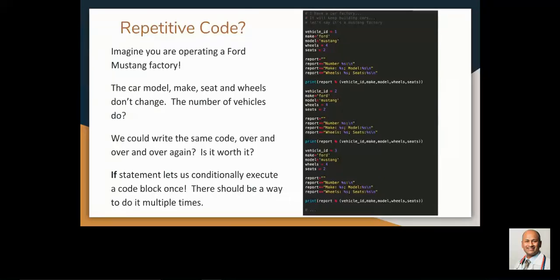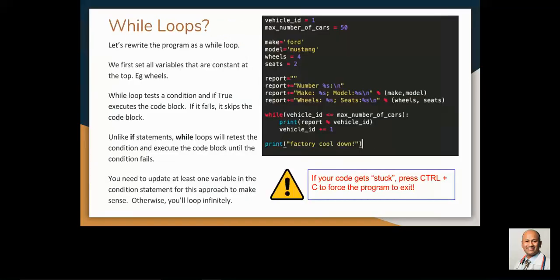That's exactly what a while loop does. I'll explain it real quick. You have a starting number, so vehicle ID equals 1, and you set up your constants, like the make, model, wheels or seats. The way you write the report doesn't even change.